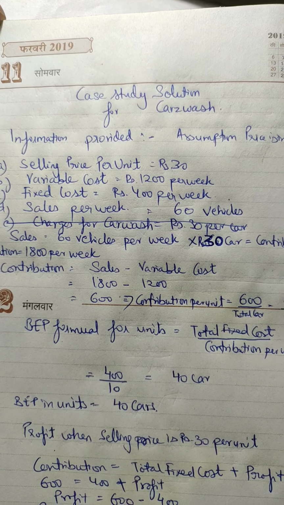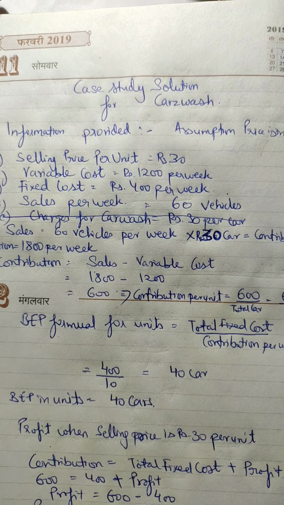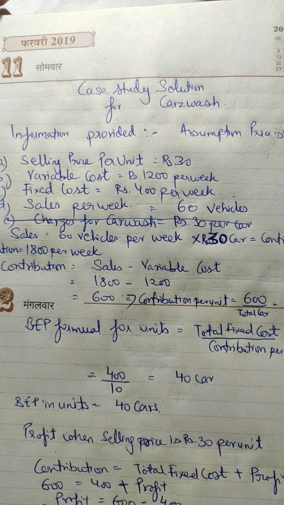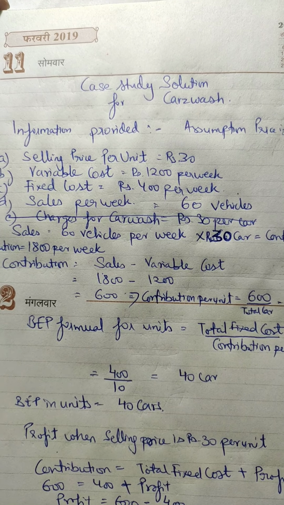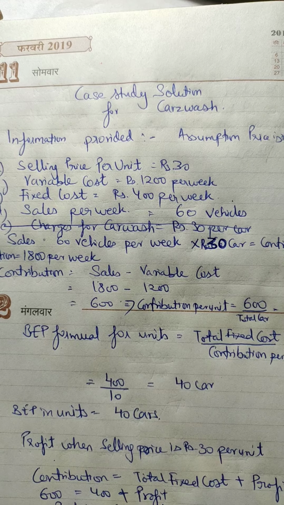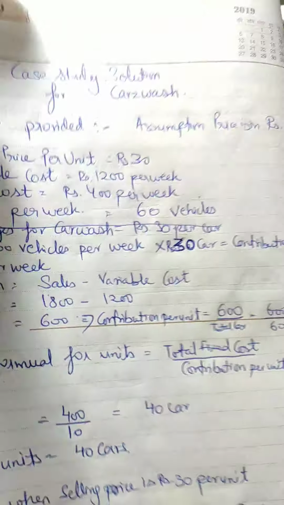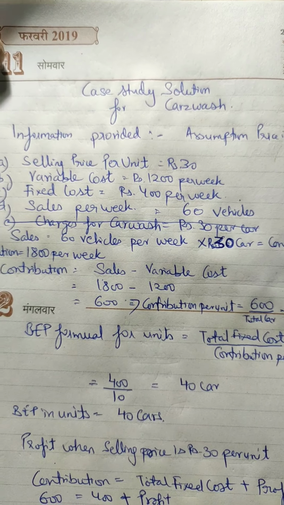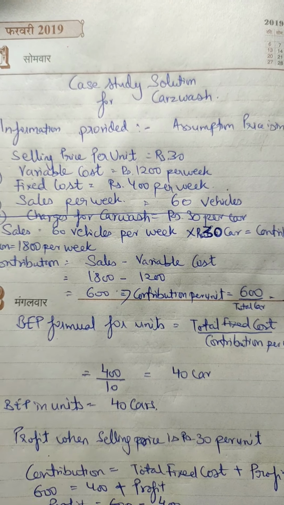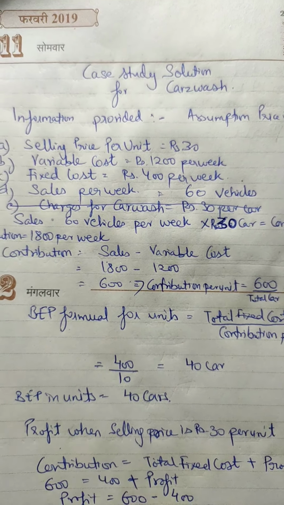This is the case study which I have given you for the class. The information which was provided in the case study was like this. Selling price per unit rupees 30. Variable cost which was given rupees 1200 per week. Fixed cost was rupees 400 per week and sales per week was 60 vehicles.